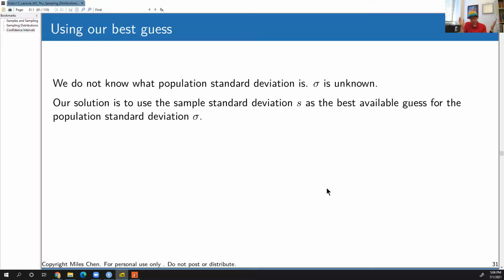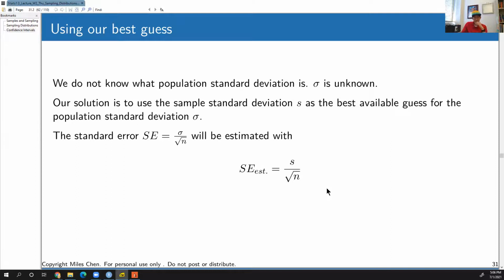So we're going to say, all right, let's go ahead and do that. My estimated standard error is going to be s divided by the square root of n, right? So rather than the standard deviation of the population, sigma divided by the square root of n, which is our standard error, we're just going to estimate it. We're going to take the standard deviation of our sample divided by the square root of n. Okay.